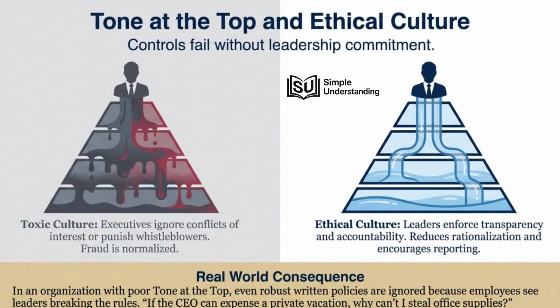In real cases, organizations where executives manipulate results, ignore conflicts of interest, or punish whistleblowers create a culture where fraud is normalized. Conversely, leaders who enforce transparency, accountability, and ethical conduct reduce rationalization and encourage early reporting.